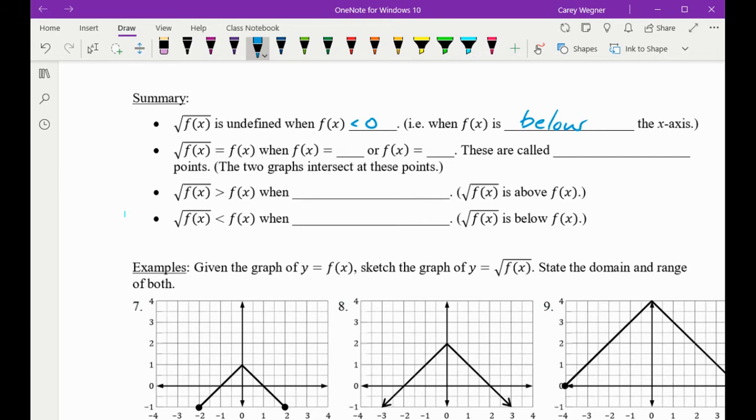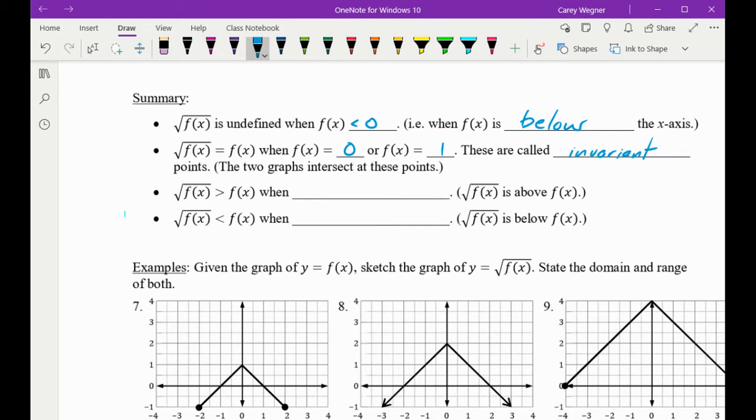Next, the squared function is equal to the original function wherever the original function was equal to 0 or was equal to 1. And we call these invariant points. So invariant points are points that don't move when we take the square root of the original function.